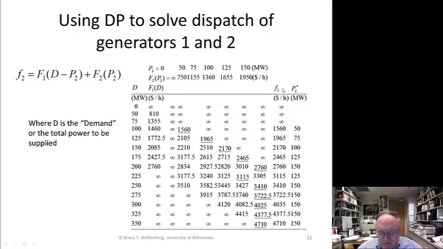The important thing here is that we get this column. We get this column right here. I'm going to draw down the edge of it. Those are the numbers that I want versus P2. So there's F2 of P2. I generated that with this table.